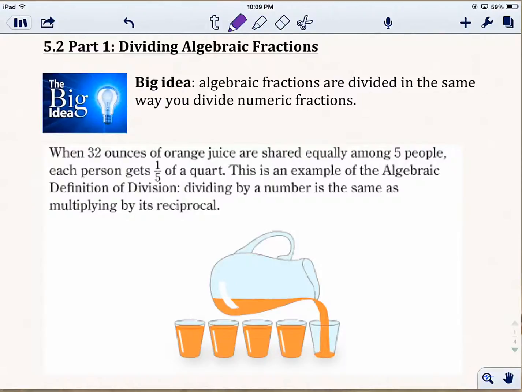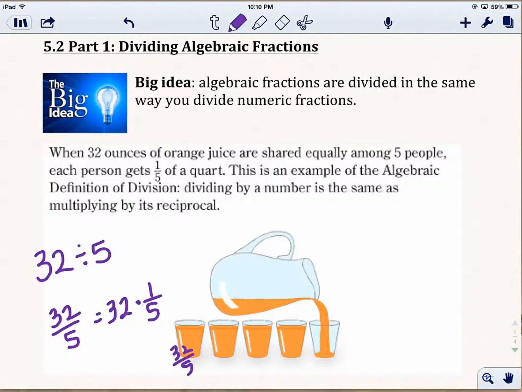So here's just a visual to get you started. When 32 ounces of orange juice are shared equally among 5 people, each person gets 1/5 of a quart. So the idea of 32 divided by 5, each time we took 32 and we divided by 5. Each person got 1/5 of those 32 ounces. So each person got 32 times 1/5. This is 32 divided by 5.